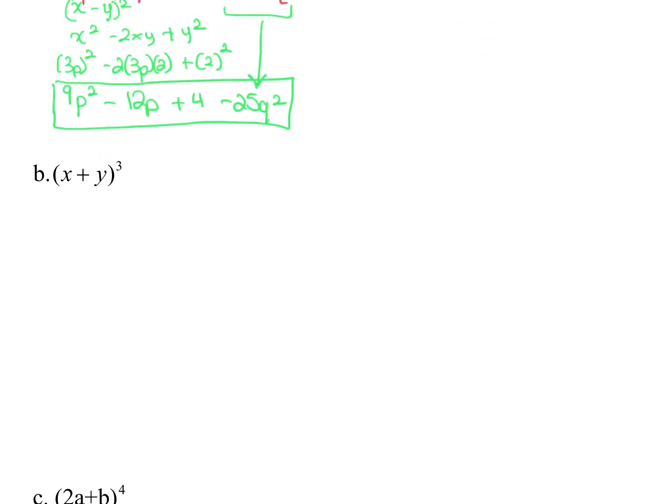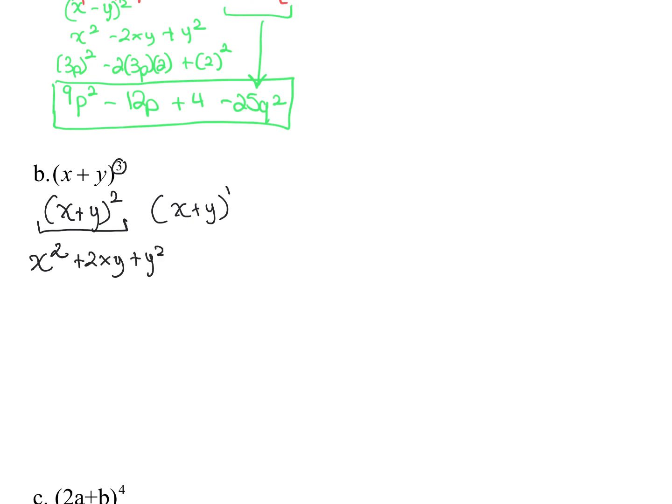The next one, I'm going to rewrite this. I'm going to write this as x plus y squared times x plus y, which is really to the first. And then because these are the same, you can add the powers and get back to the 3 right here. But this in and of itself is a pattern. This is x squared plus 2xy plus y squared. And then I just have to multiply in my x plus y.